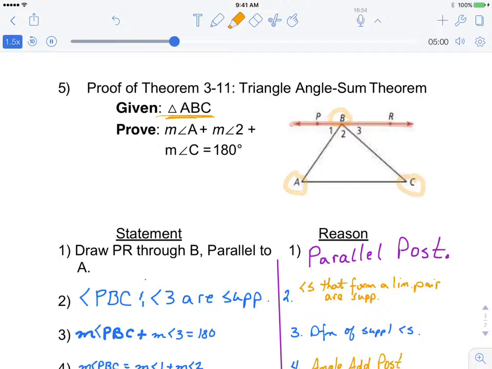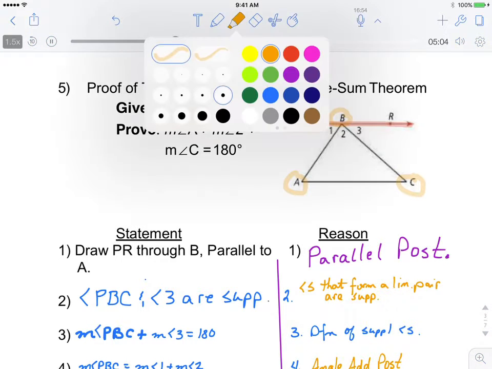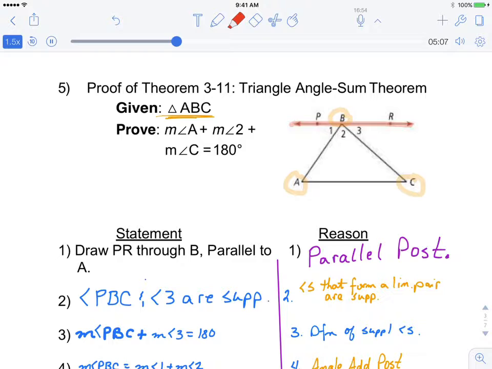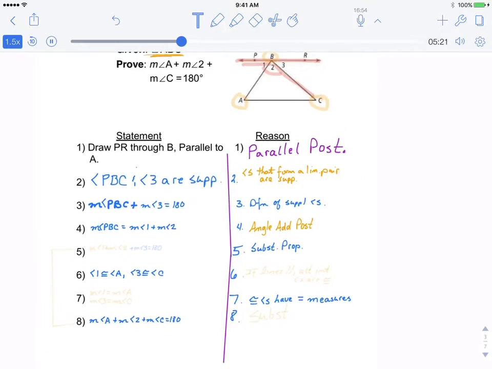Okay, remember when we add those angles together, it will add up to another set of angles. So the measure of PBC equals the measure of angle 1 and the measure of angle 2. Okay, number 5, now how do we go to the next step? We're going to use the substitution property somehow. So how can we substitute in what we've got?